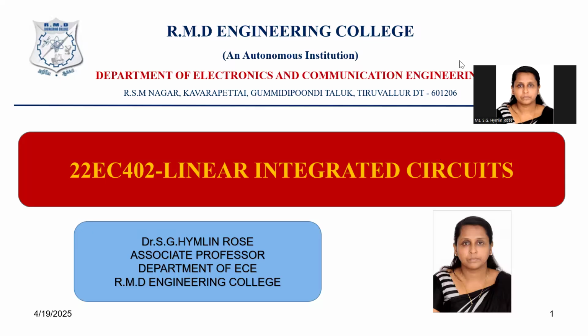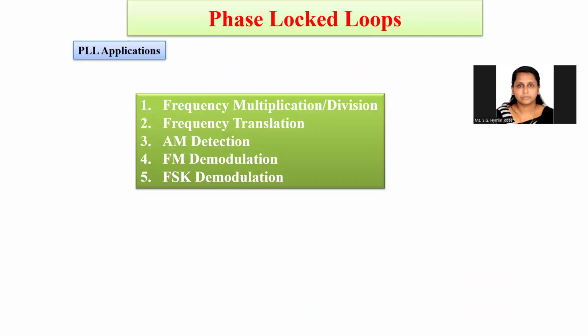Good day to all. Today we will discuss the PLL applications in the subject Linear Integrated Circuits. The output from the PLL is generally obtained as a voltage signal or as the frequency signal at the VCO output terminal. The voltage output is used in frequency discriminator applications, whereas the frequency output is used in frequency synthesis or clock recovery applications. So based on the output, the PLL applications can vary.